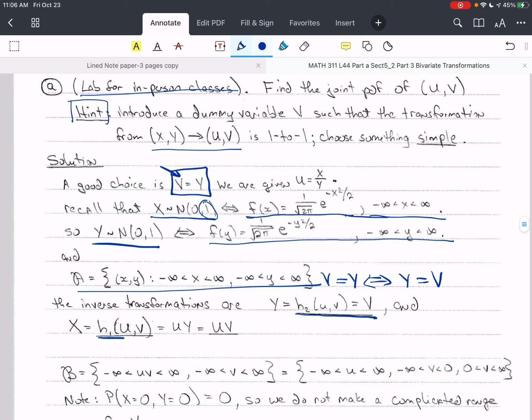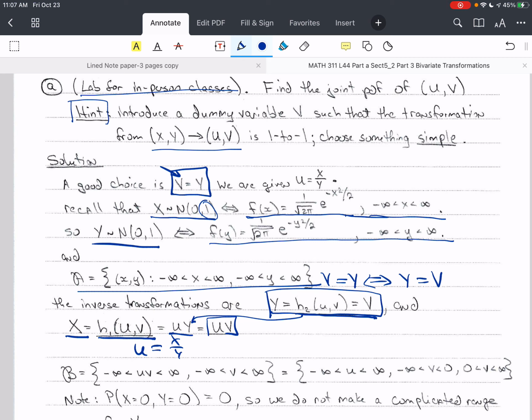We need h1, which is solving for x. In u equals x over y, multiply both sides by y, and we get x equals u times y. Then we can use our substitution for y, so h2 is equal to v, and h1 is equal to u times v.